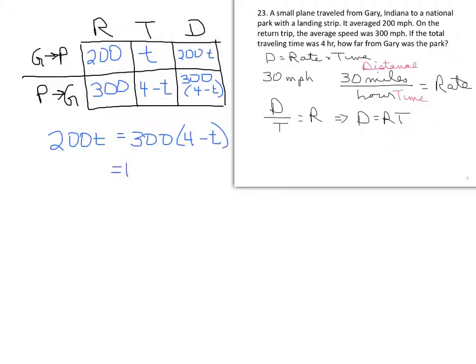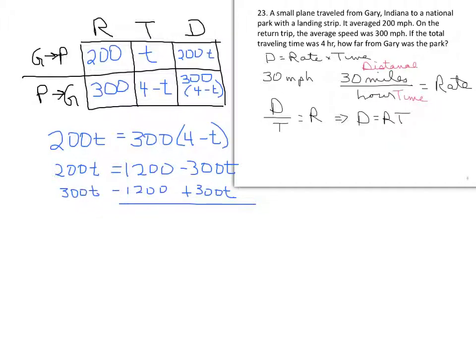So let's go ahead and simplify the right side. And we can move everything from the right to the left. We're going to add 300t and subtract 1200. So on the left we're going to have 500t minus 1200, and on the right we're going to have 0.